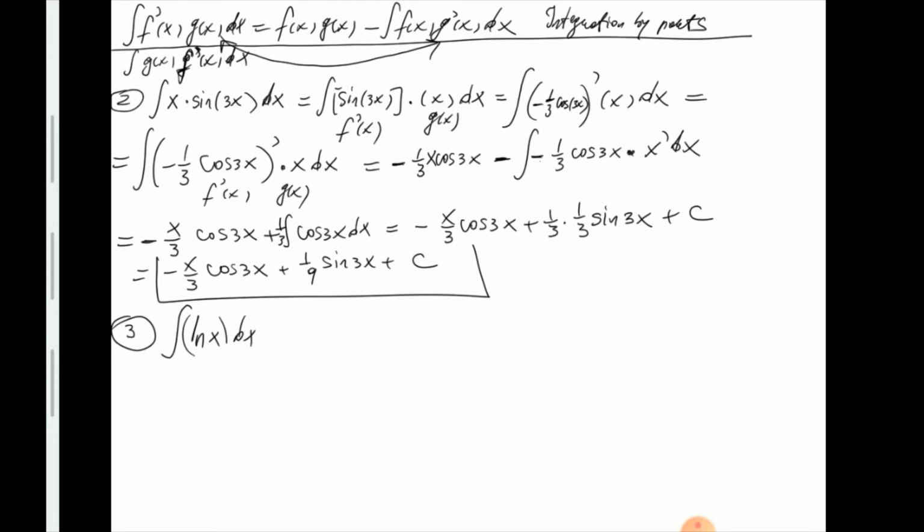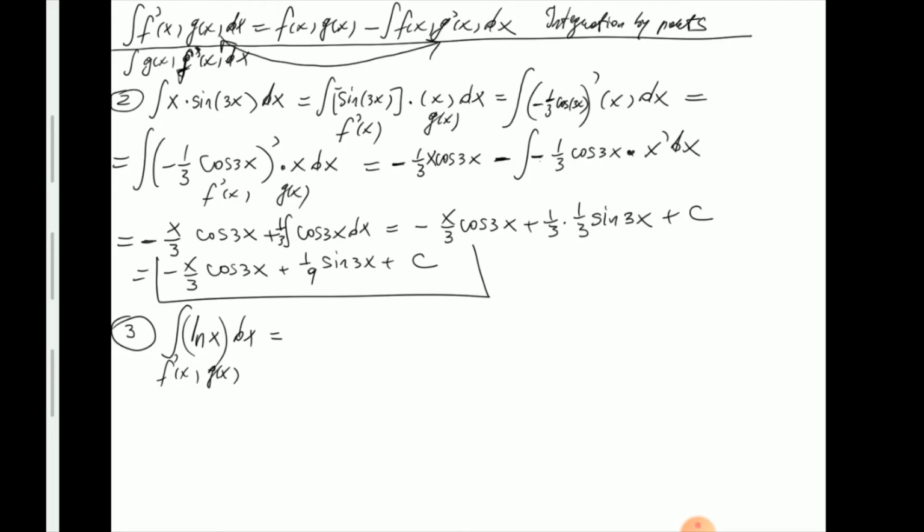So what if we want to integrate ln of x dx? It may not seem that it's suitable for integration by parts because it doesn't look like we have two functions, f prime of x and g of x. But never forget that constants can be functions themselves. So it should be obvious that if I replace ln by its derivative, maybe I get an easier function to integrate.